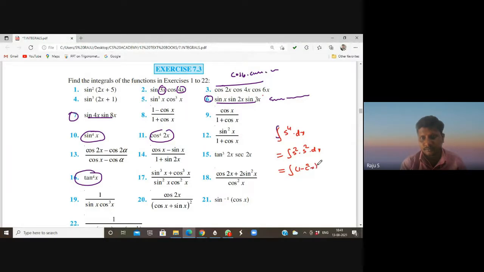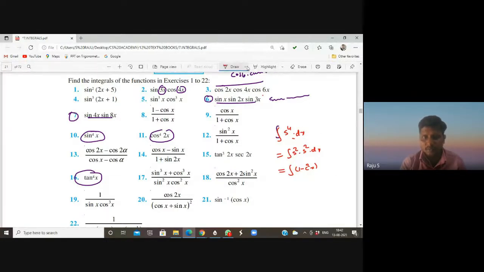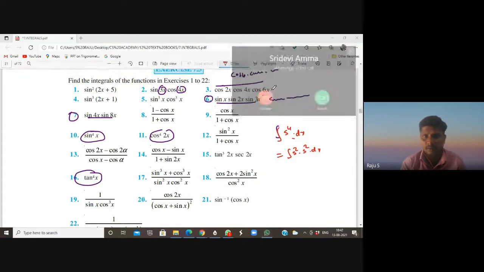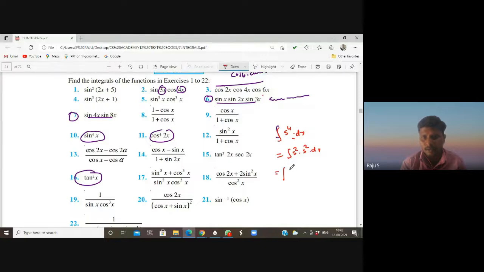Otherwise, this is one way. In another way, what I want to do is this. This is a lengthy question, actually not easy. Sin square, sin square. What is sin square? Sin square is (1 minus cos 2x) by 2, (1 minus cos 2x) by 2. Like that, you have to multiply these two and simplify. Okay, this I can explain later because we don't have time.